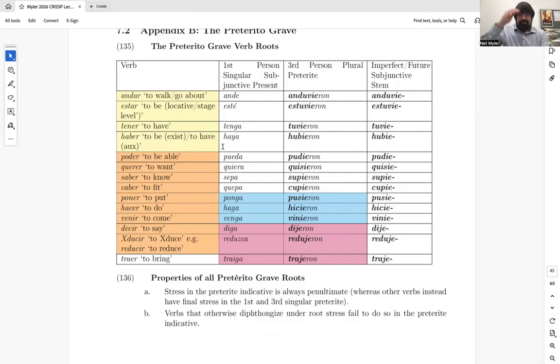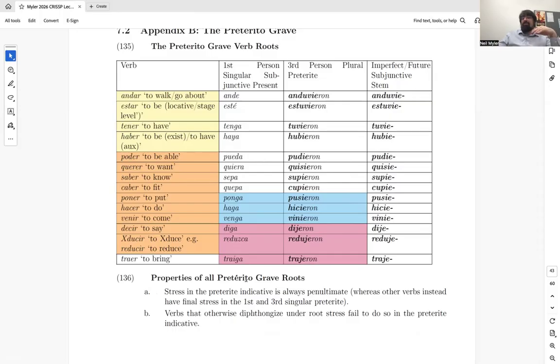So pudo. So you've got stress on the penultimate syllable throughout the paradigm, where all other verbs have final stress in the first singular and third singular of the preterite, right? So I call this the eponymous property. So 136a is the property that Pretérito grave, the term is named after, because grave means to be a word with penultimate stress.